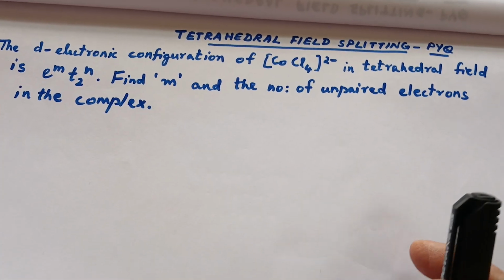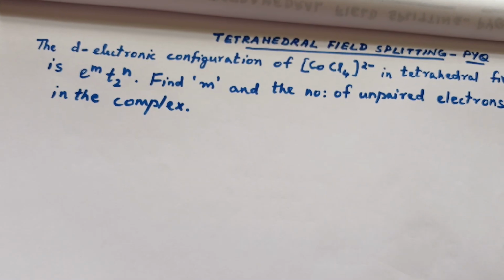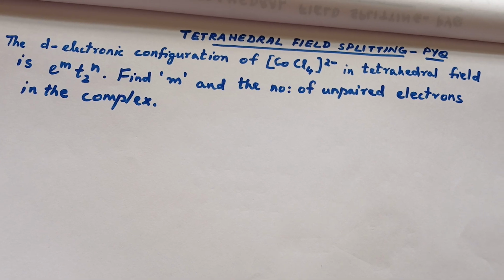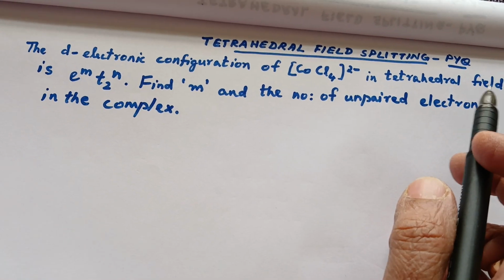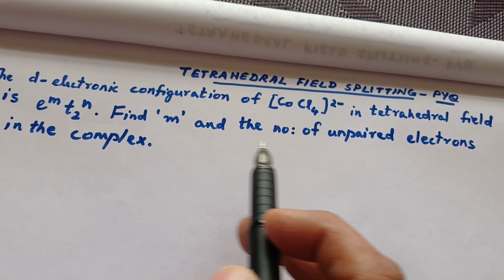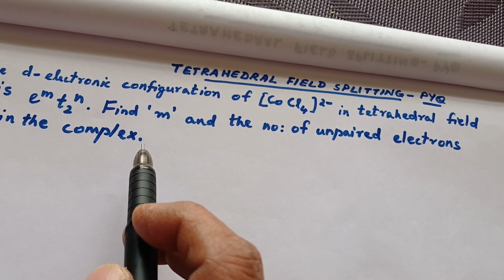Tetrahedral field splitting. It is a previous year question. The d electronic configuration of CoCl4 2- in tetrahedral field is e^m t2^n. Find m and the number of unpaired electrons in the complex.